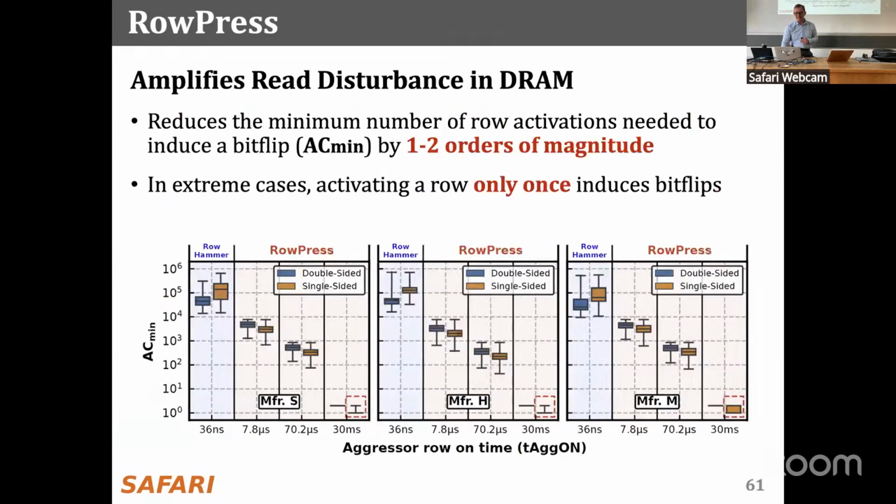Okay, so these are real chip results that show RowPress. When we talk about robustness, we'll see more of that. And you can see that, again, these are three major manufacturers, Samsung, Hynix, and Micron. And you can see that the number of activations to induce a bit flip, AC min, reduces by 1 to 2 orders of magnitude in times that are allowed by the standard. Fundamentally, it reduces to 1, actually, if you can keep the row open long enough.